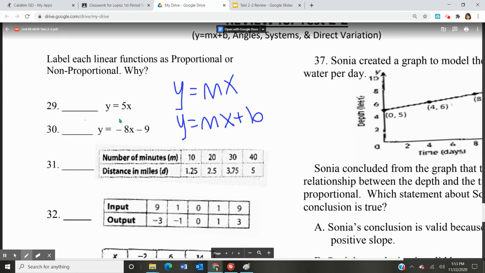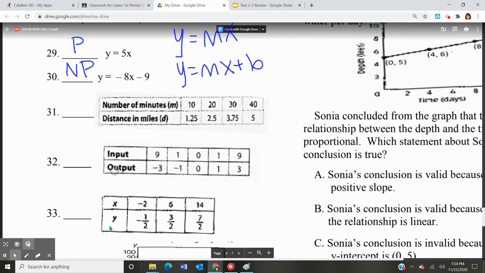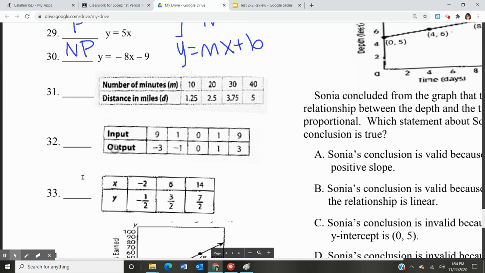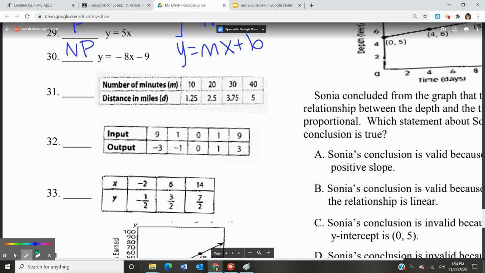So here at 29, I only have multiplication occurring, so this is proportional. For number 30, I have subtraction occurring here, so this is non-proportional. So going down to our tables, we determine if a table is proportional by doing y divided by x. So here I will do 1.25 divided by 10.